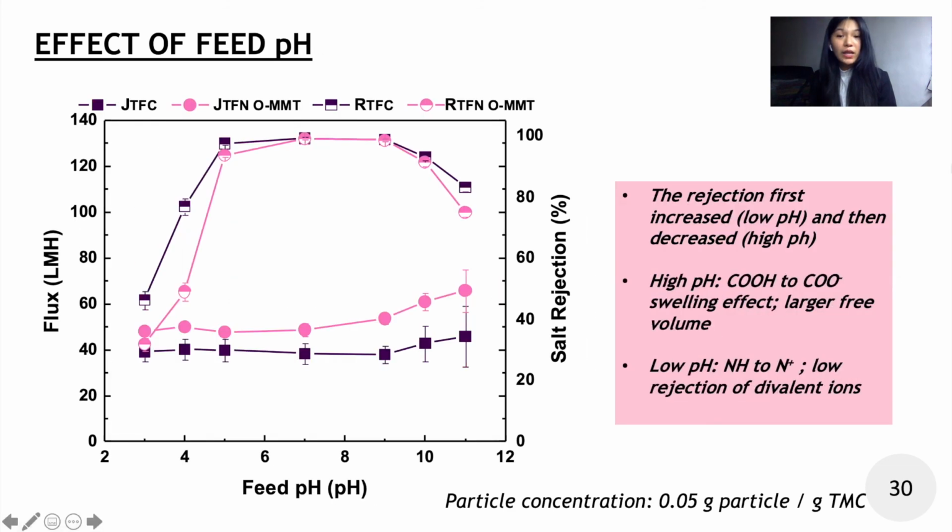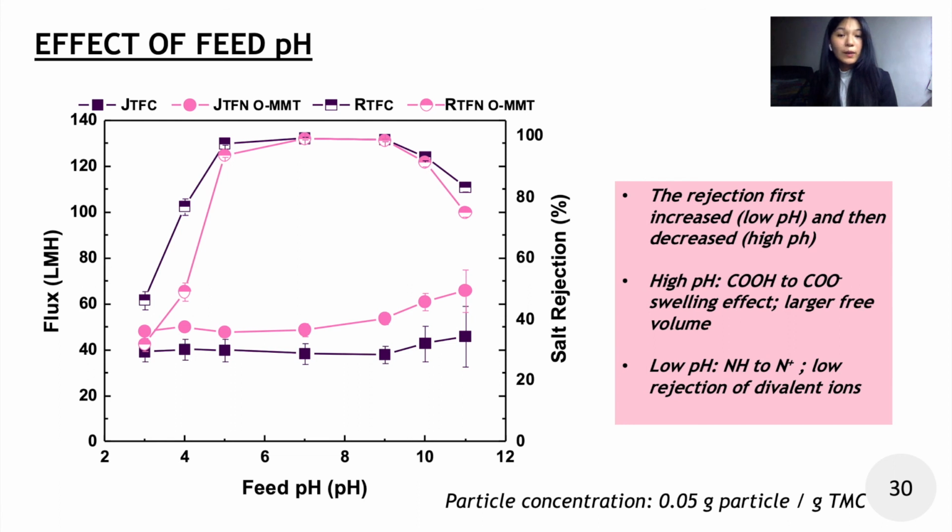For the feed pH, at high pH, the rejection decreases because the membrane is too negative, which causes the carboxyl groups to repel from one another, making the pores bigger, resulting in salt permeating the membrane. At low pH, the membrane is too positive, which makes the amine protonate, resulting in a very low rejection.